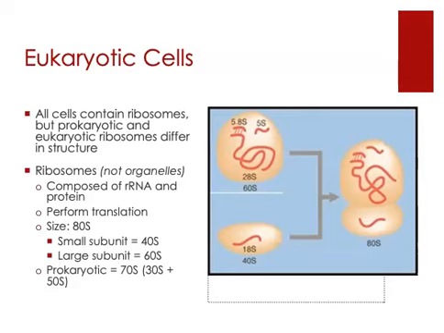We find ribosomes in all cells, but the prokaryotic ribosome and the eukaryotic ribosome are just a little bit different from each other. They have some differences in their structure. So over on the right-hand side of this slide, you can see a drawing of a ribosome. Recall that ribosomes have two subunits. They have a large subunit and a small subunit.